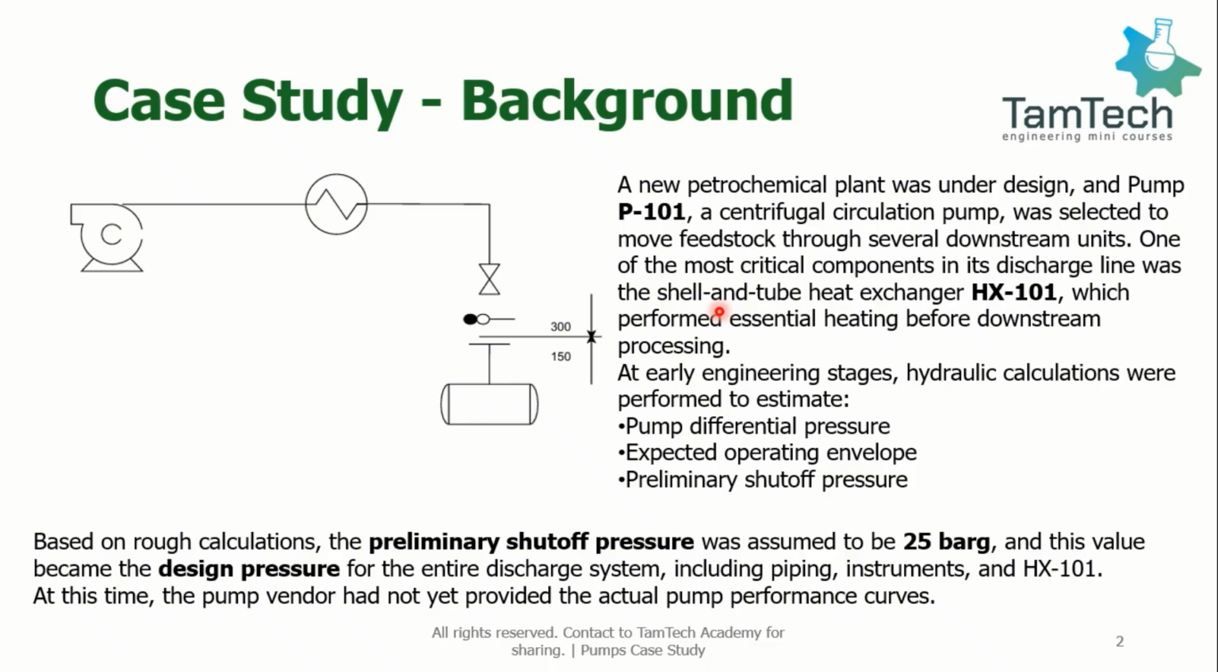At early engineering stages, hydraulic calculations were performed to estimate pump differential pressure, expected operating envelope, and preliminary shutoff pressure. Based on rough calculations, the preliminary shutoff pressure was assumed to be 25 barg, and this value became the design pressure for the entire discharge system, including piping, instruments, and heat exchanger 101. At this time, the pump vendor hadn't yet provided the actual pump performance curves.